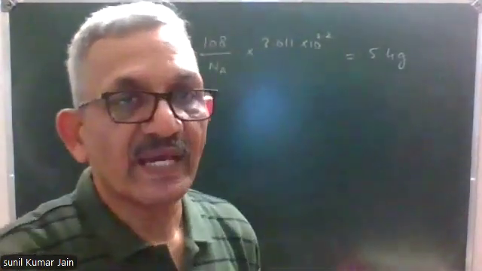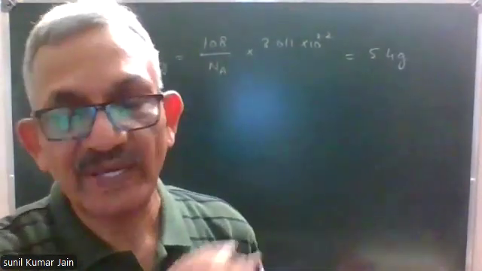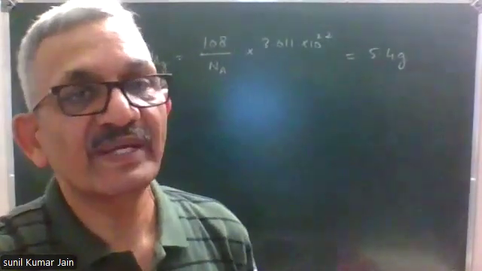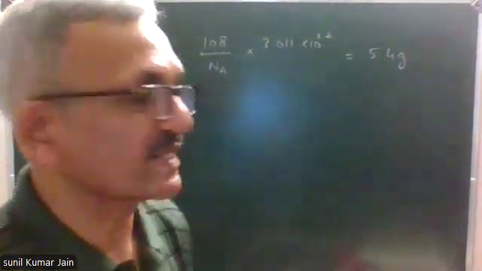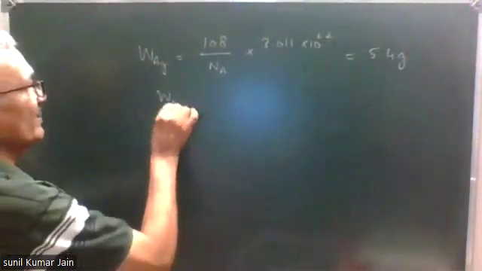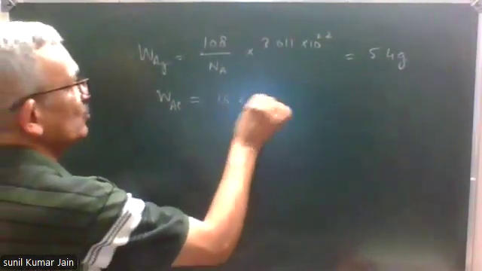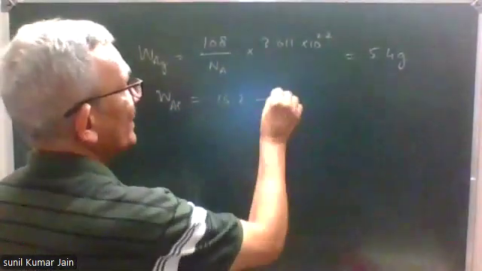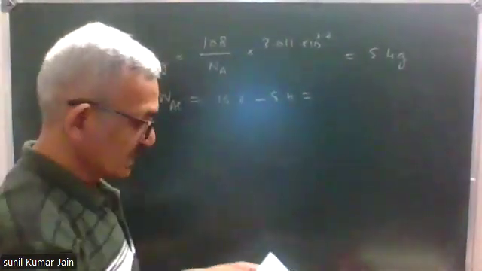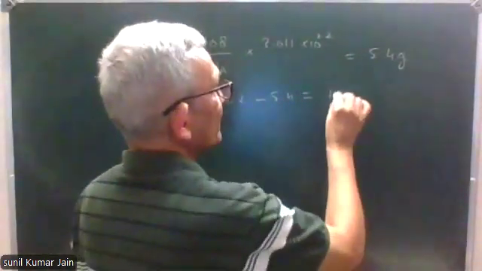It means the alloy contains 5.4 grams of silver. The remaining is aluminium, which will react with HCl. So the weight of aluminium will be 16.2 minus 5.4. This will come out to 10.8 grams.